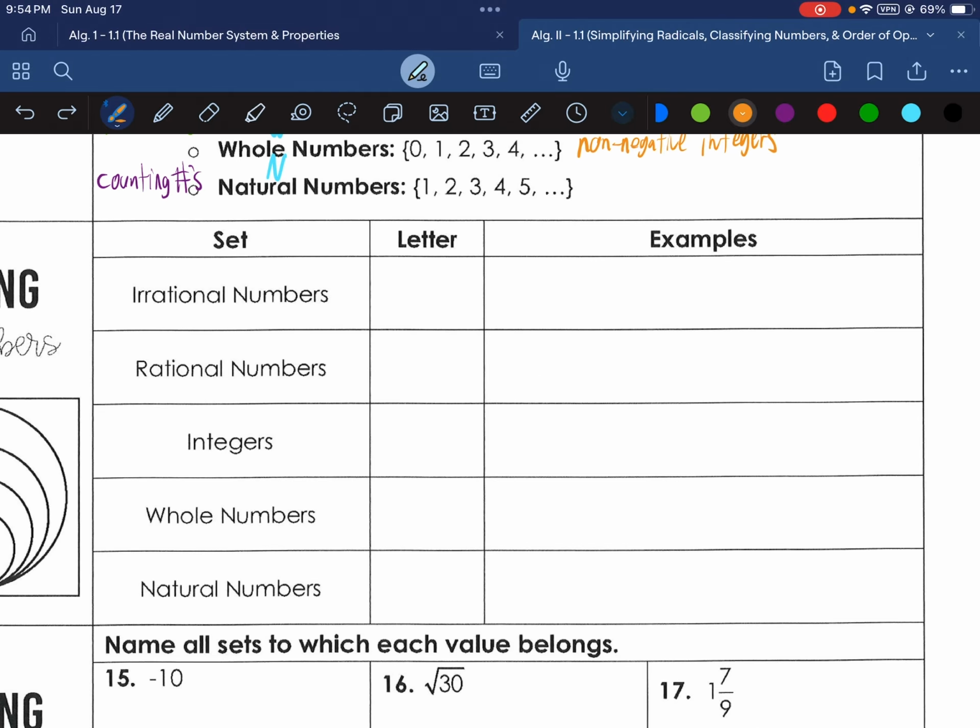And here we also talked about these letters. Here's another place to organize it if you didn't organize it up above as well. Irrational numbers is the capital letter I. Rational numbers is the capital letter Q. Integers is the capital letter Z. Whole numbers is W. And natural numbers is N. Now notice these are all capital letters. We don't use lowercase letters for these, and that's because lowercase letters are reserved for variables.